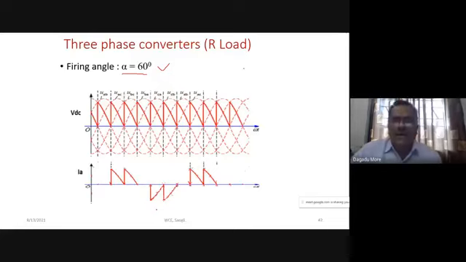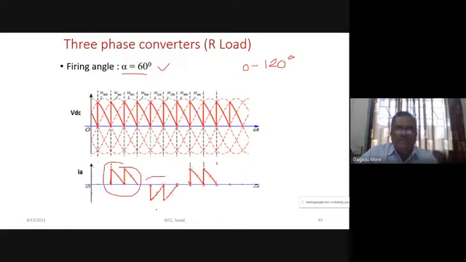And what is the range of alpha here? 0 to 120 degrees. At 120 degrees, our output voltage will be 0 for a resistive load. This is the voltage waveform, and as the load is resistive, the current will be the same as the voltage. So this will be our source current, not a 120 degrees ripple free current, but here the current wave shape is like this. It contains 2 pulses of positive current and 2 pulses of negative current.